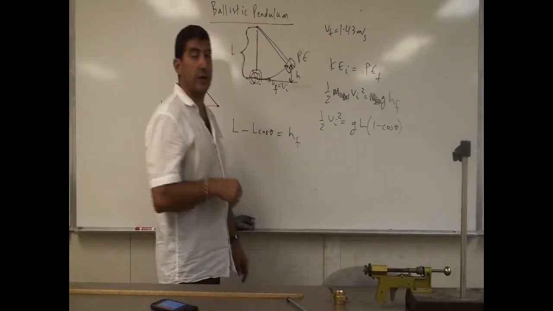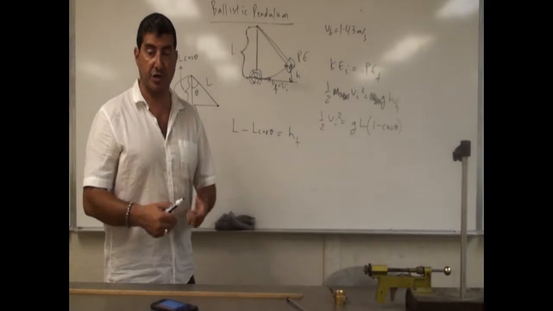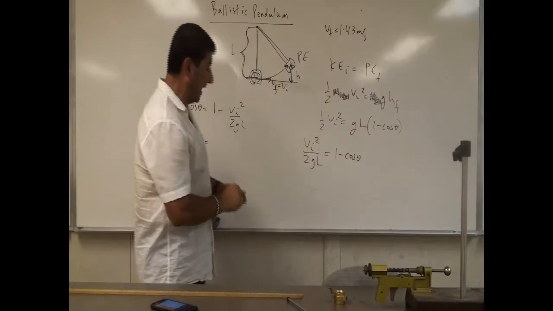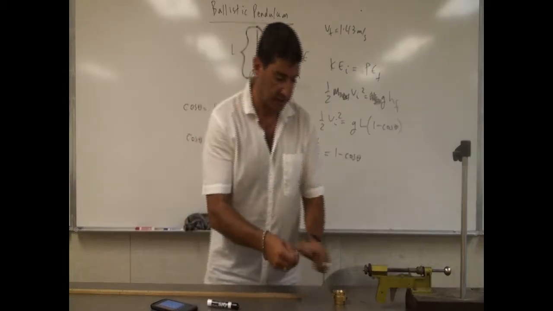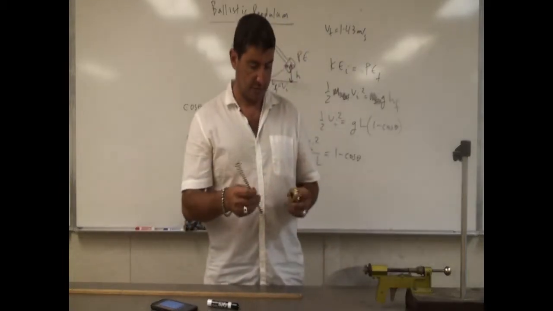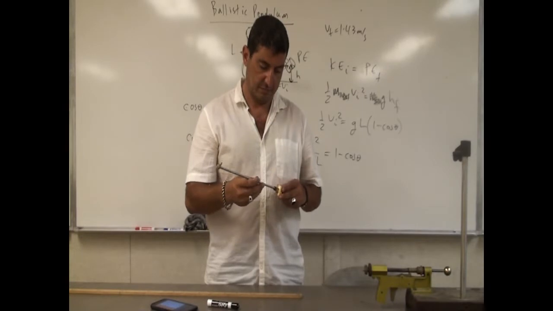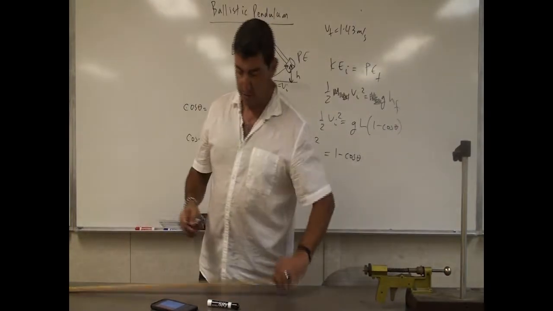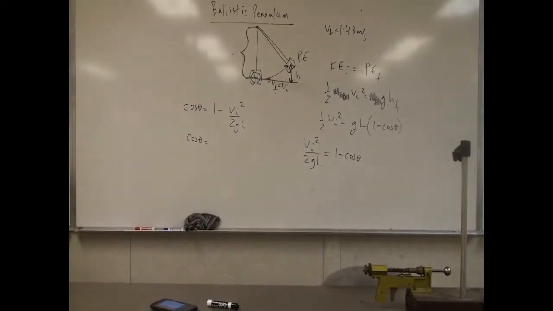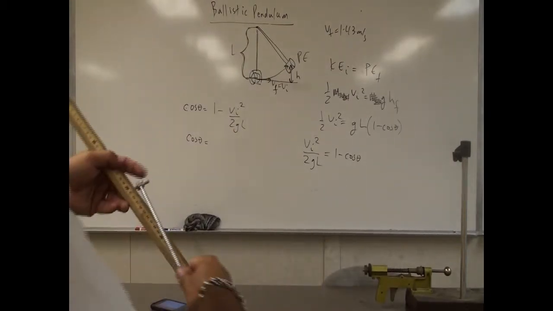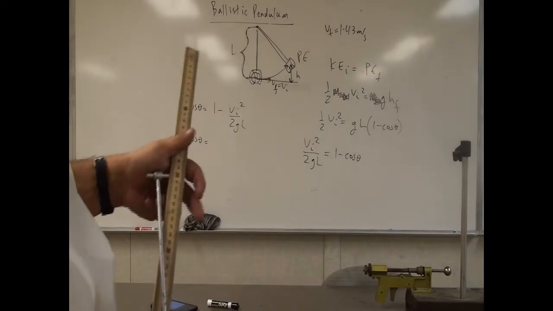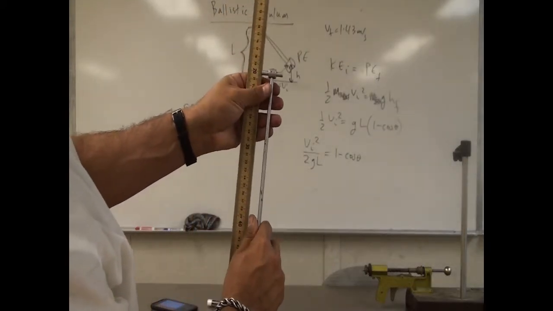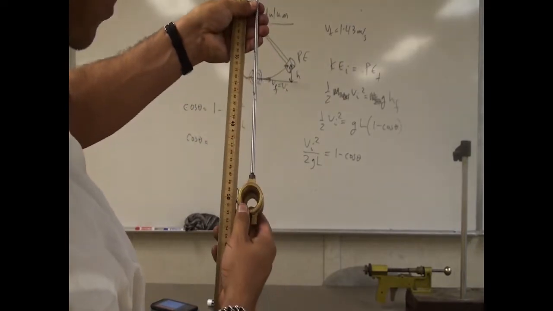So what am I solving for? I'm solving for the angle that I predict. What angle will this rise to, right, until it stops? Measure the L, okay? It's going to be from here to here. So I put this next to the ruler. This is going to be my pivot point. I put the ruler at the pivot point at the 20 centimeter mark of the ruler.